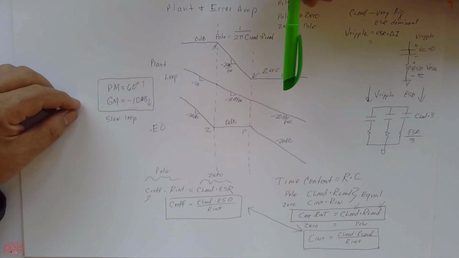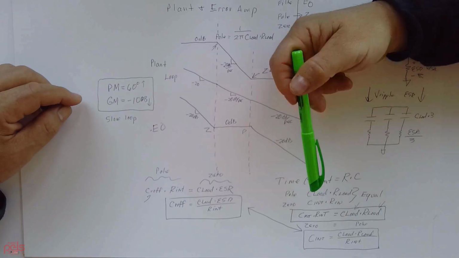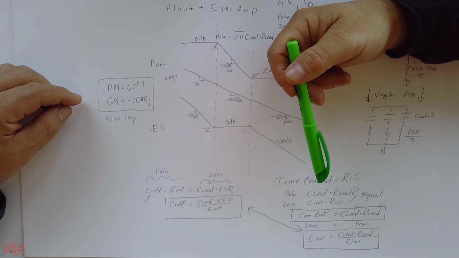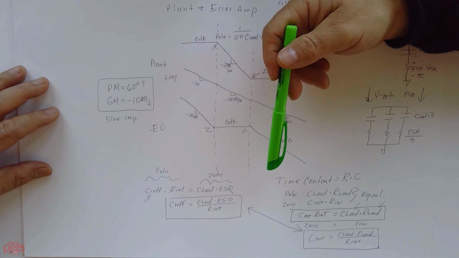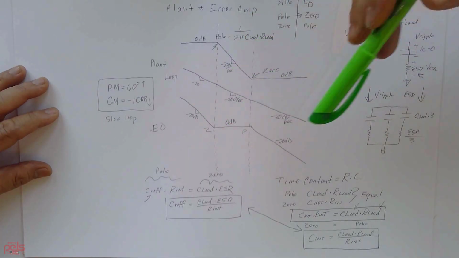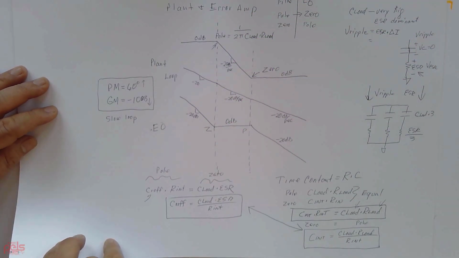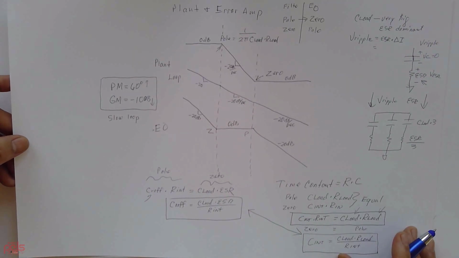Hey, Roberto, so I come up with the values, right? And what happens if the bandwidth, the unity crossing, is too low in frequency? Let's say that I landed at, I don't know, 1 kilohertz. How do I increase it?